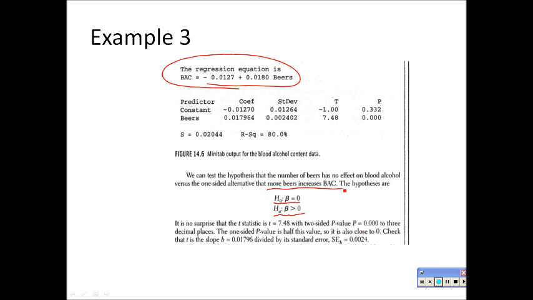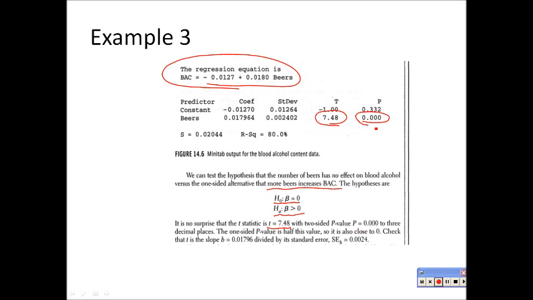When we do the test, it is no surprise that the test statistic is 7.8, with a two-sided p-value of 0.00. This means that there is enough evidence to reject the null and conclude that more beers increase blood alcohol content. The one-sided p-value is half this value, so it is also close to 0.